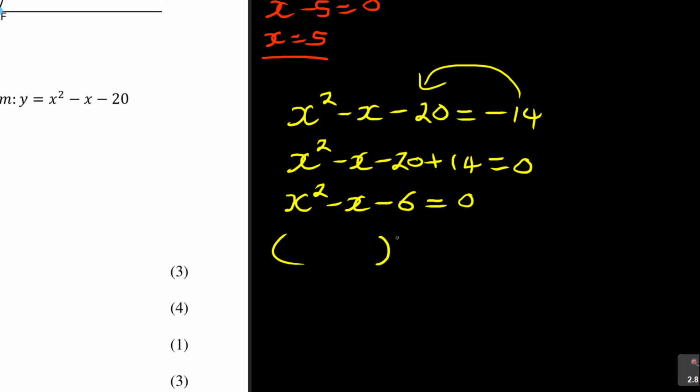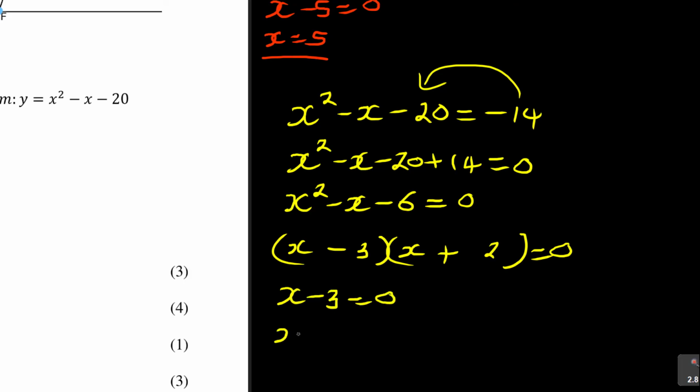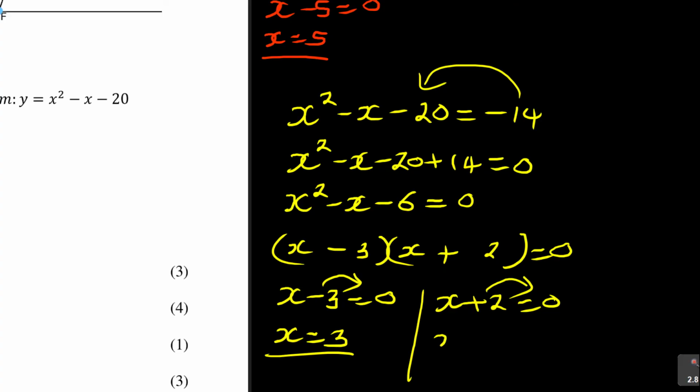You do the same thing. Open your brackets, equal to 0. Now you have got your x and your x. Now you have got your 3 and 2. And it's negative there. For negative is negative 3 and positive 2. So you have got x minus 3 equal to 0. Therefore x is equal to, you take that to the other side, it becomes 3. Or x plus 2 equal to 0. You take that to the other side, it becomes x is equal to negative 2.